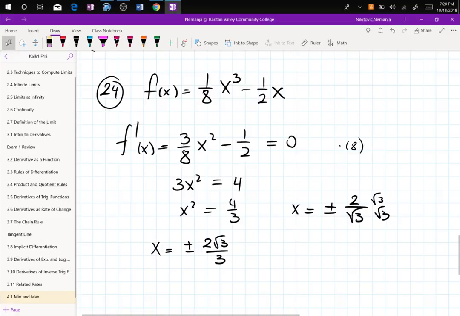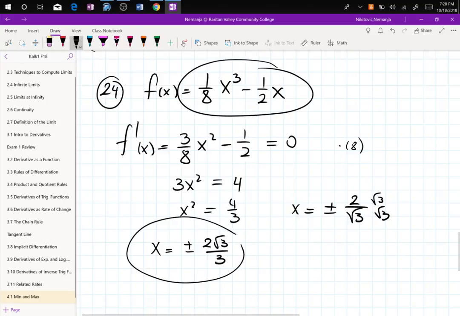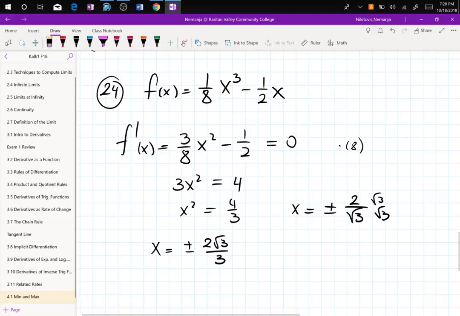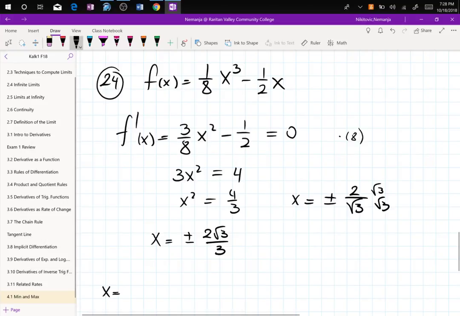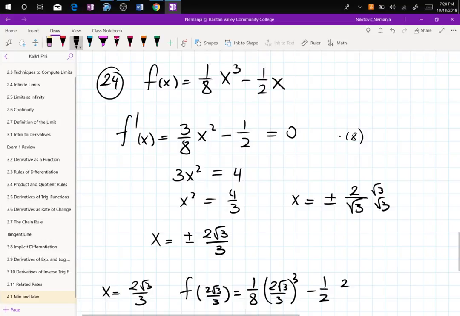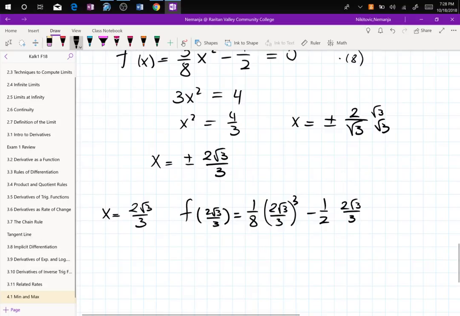I need to calculate the y value, which is actually easy because we get to plug this into the original function and work it out. So we can figure out for x equals 2 square root of 3 over 3 what f of 2 square root of 3 over 3 is by plugging it in. So that's 1 over 8 times 2 root 3 over 3 cubed minus 1/2 times 2 root 3 over 3. Just need to do some calculations here. So at least the 2's will cancel. And then 2 and 8, because 2 cubed is 8. So that cancels. So the whole thing simplifies.